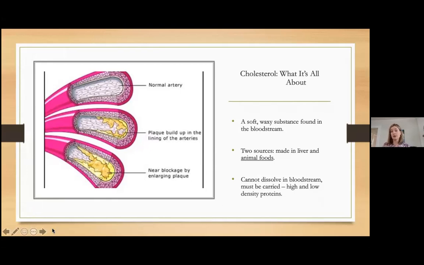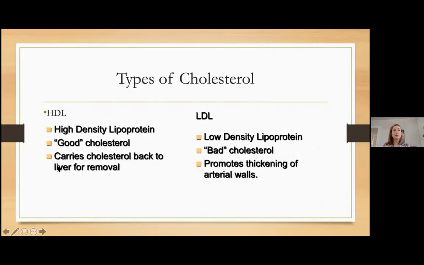Cholesterol can't be dissolved in the blood. It has to be carried by proteins. And these lipoproteins, we talk about the good ones and the bad ones. The good ones are the high density lipoprotein. This carries the cholesterol back to your liver for removal. The low density lipoprotein, we think of this as the bad. This kind of promotes thickening of the arterial walls. And this is the type of lipoprotein that can cause some damage.